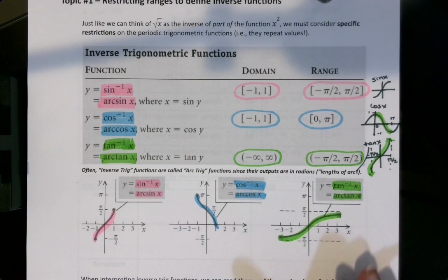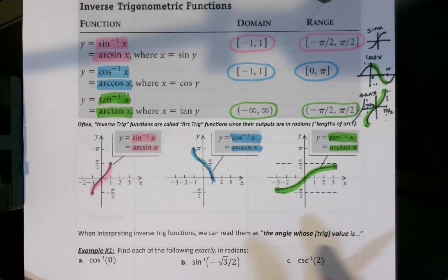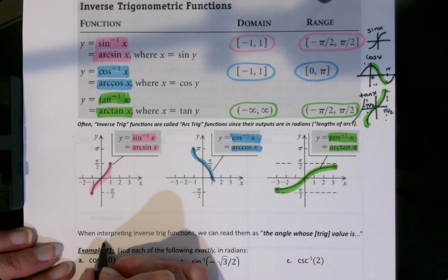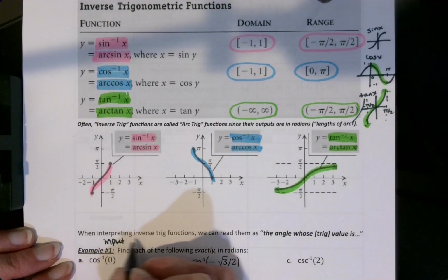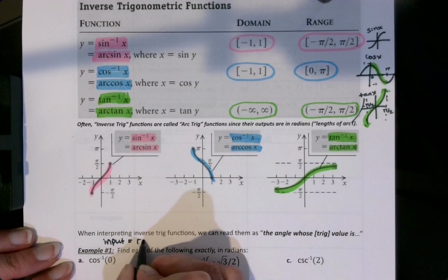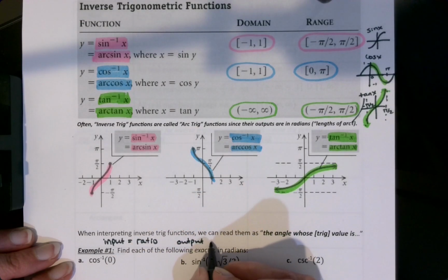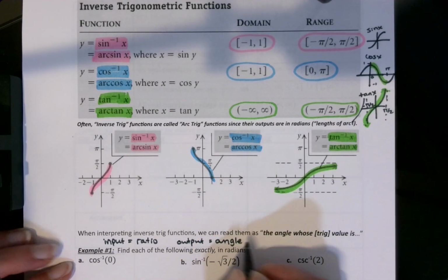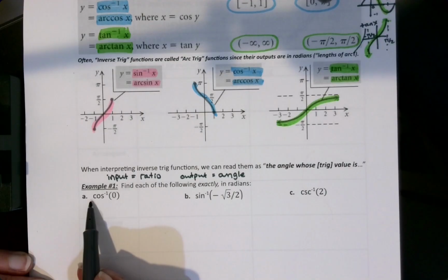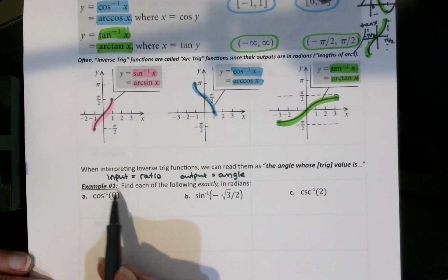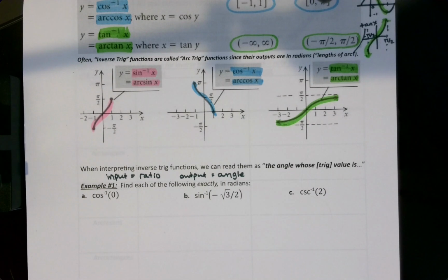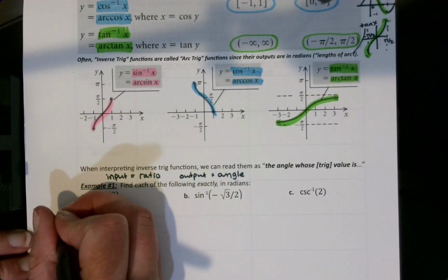All right. When interpreting the inverse trig functions, we can read them as the angle whose trig value is blank. So that means the output is an angle and the input is the ratio, right? The input of the inverse trig functions is the ratio, and the output is the angle. So when we are asked what the inverse cosine of 0 is, 0 is the ratio. We want to know what the answer to the angle is.